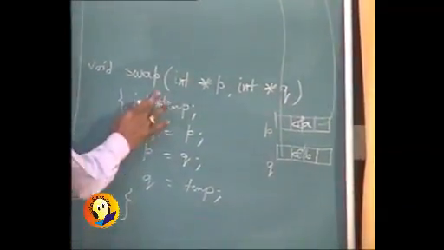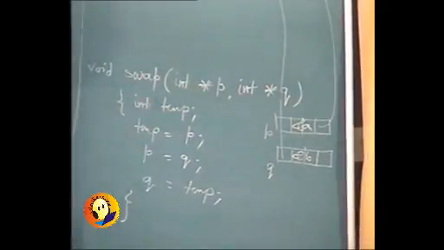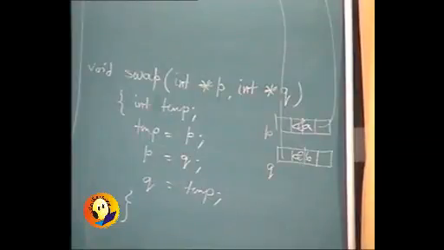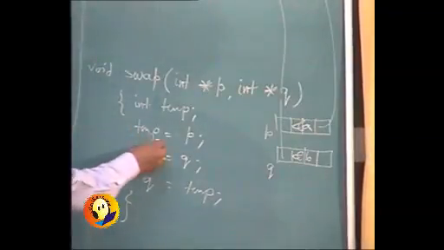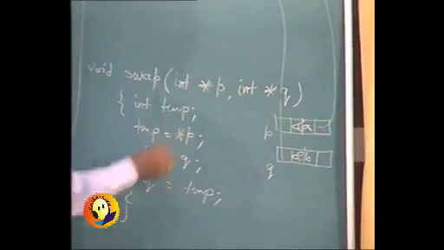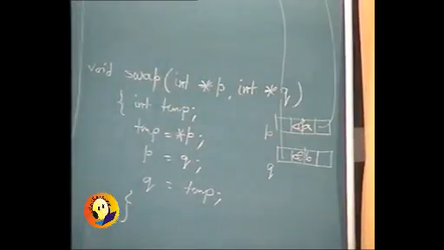So I won't declare this as star temp, but it will be integer because I want to swap integer values, not the pointers. I will say temp is equal to star P. That means temp will now contain the value at the location which is pointed by P. So temp will now contain value 7.